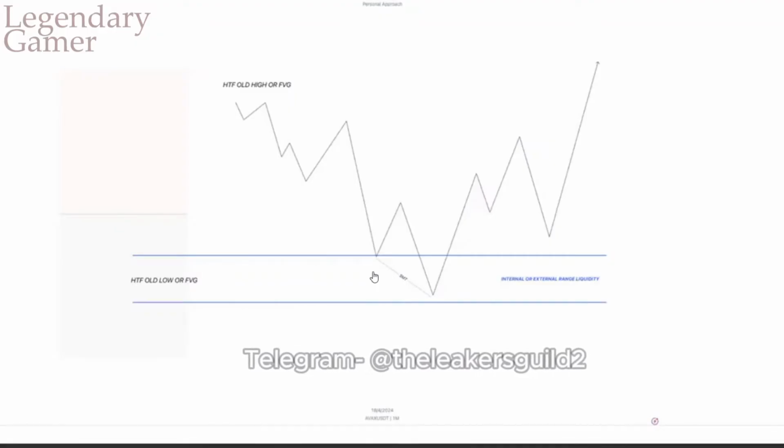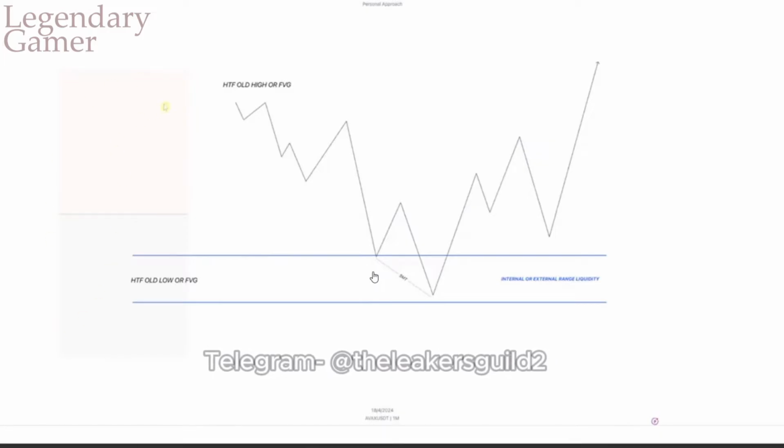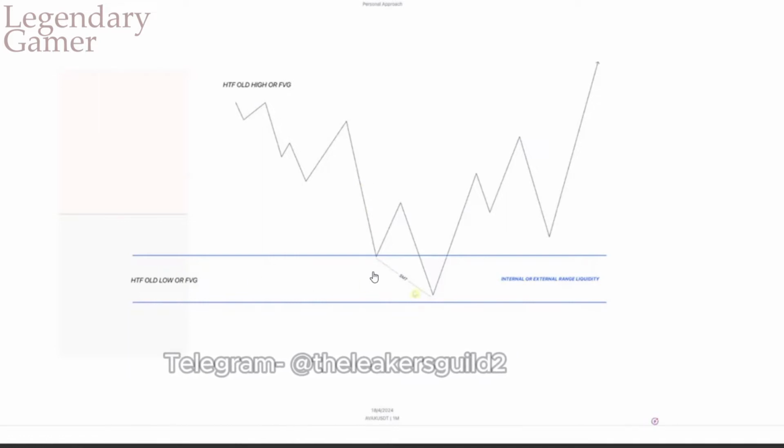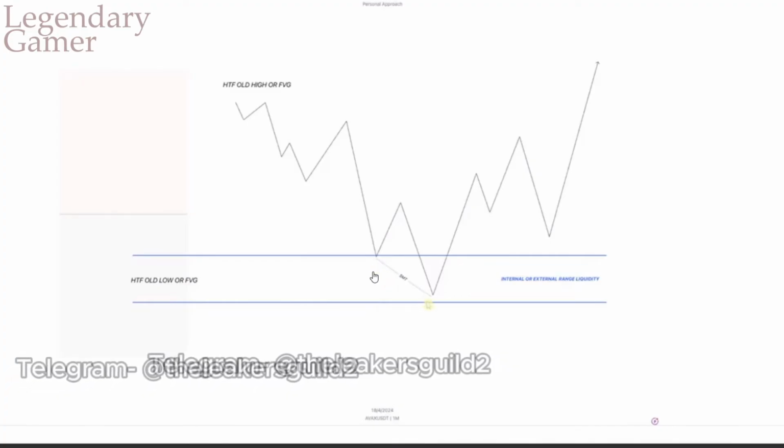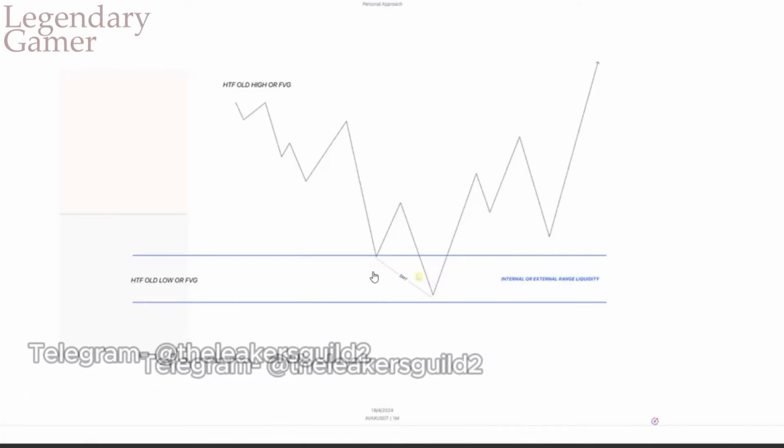Now over here we've got a crude depiction of a chart. We've got the line chart over here. What is important, like firstly we talk about, right, the premium and discount of the range. We've got a higher time frame old high or a fair value gap here, and a higher time frame old low or fair value gap there. Now we wait for price to come back into discount if we want to be a buyer. And what is going to be key is the SMT that forms within that internal or external range liquidity.